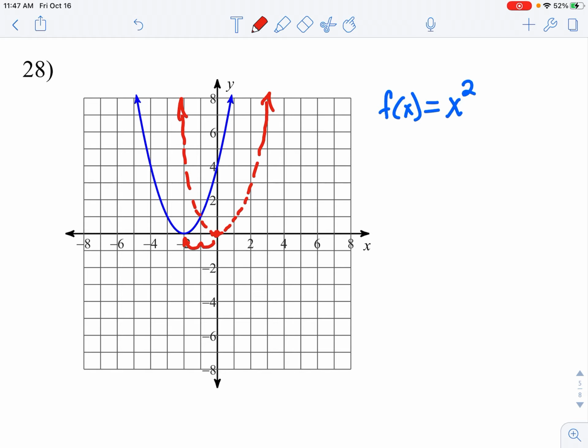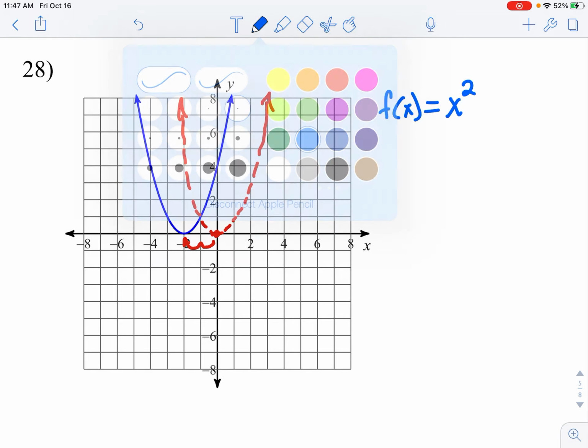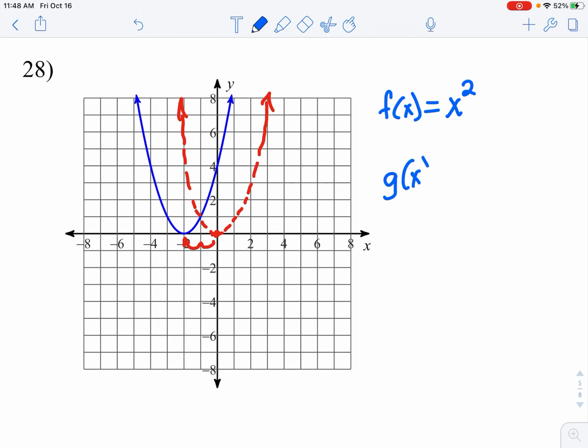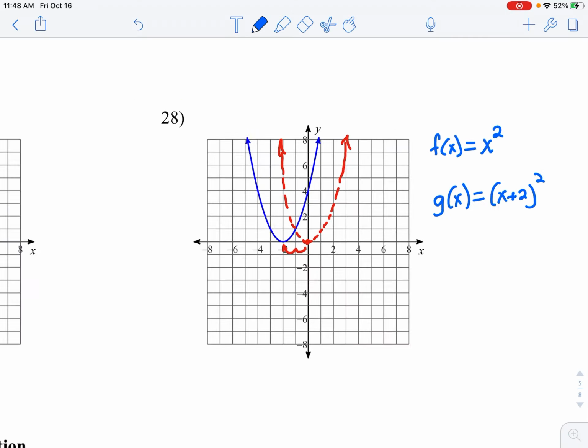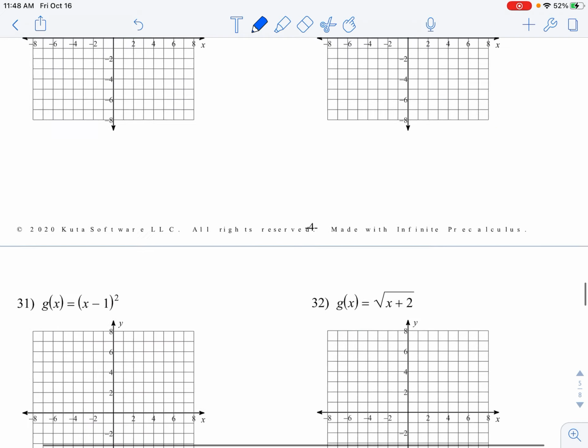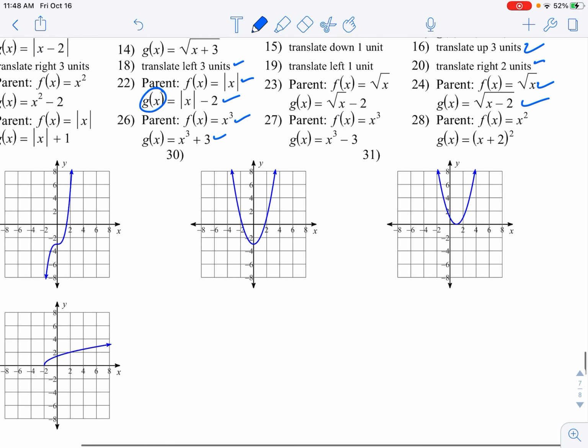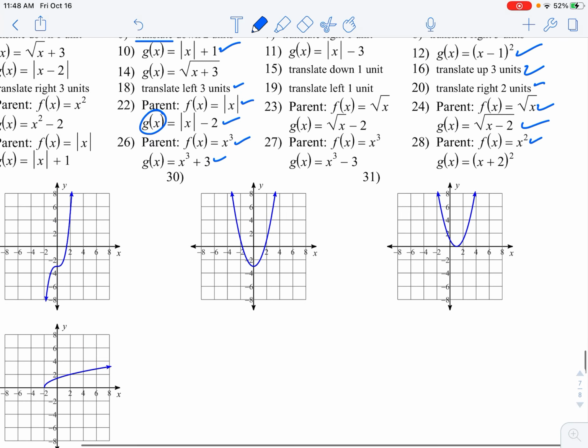So left or right, let me write my answer, g of x equals, left or right, you have to do something inside the function. So I put parentheses down on the x squared. Left 2 units is actually plus 2. So that should be the answer for number 28. And there it is. Check and check.